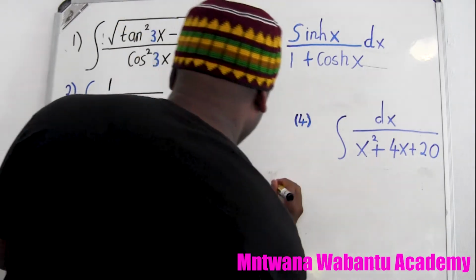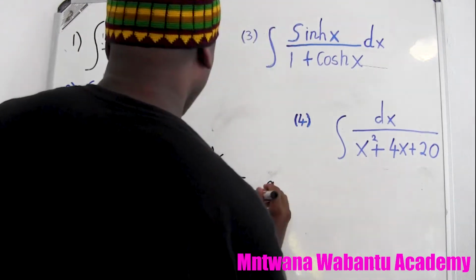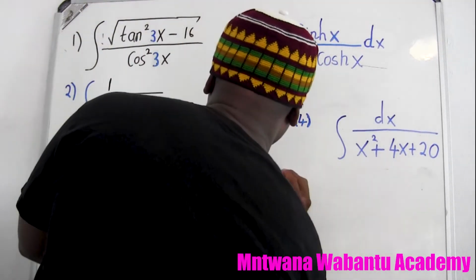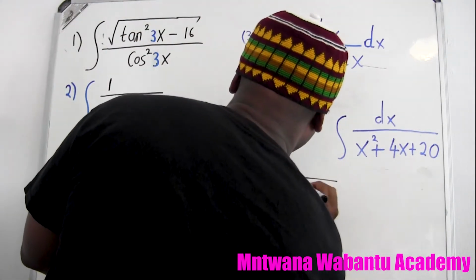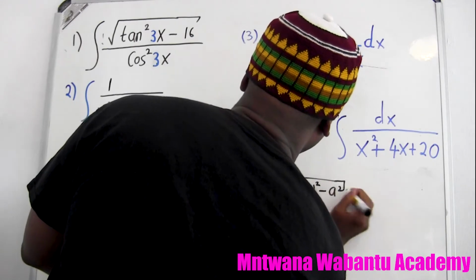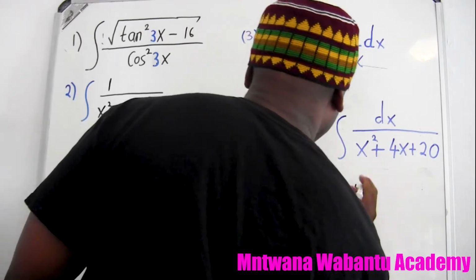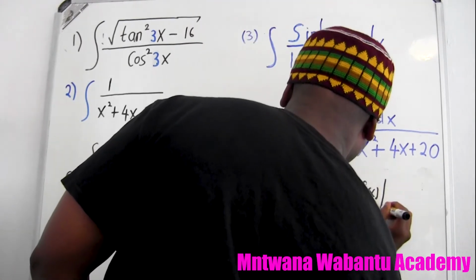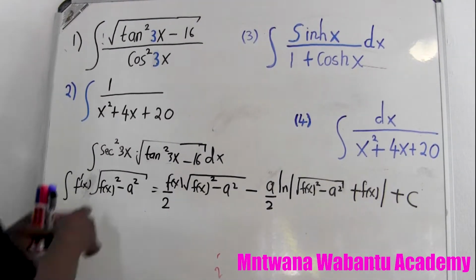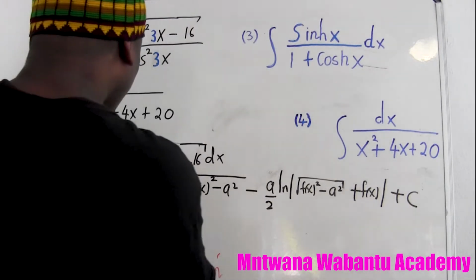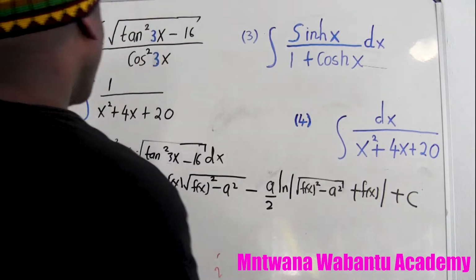You write a squared over 2, and then ln of the absolute value of f of x plus the square root of f of x squared minus a squared, plus c. You just memorize this. It's simple. If it's minus here, it becomes minus; if it's plus here, it must be plus. The rest of the stuff remains the same. So for that case now we know.